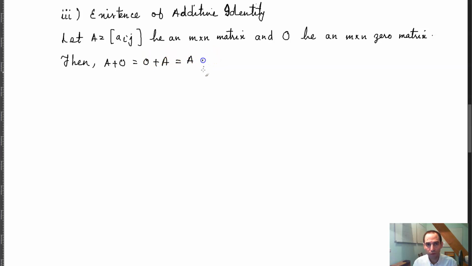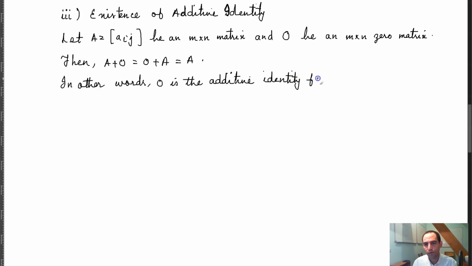In other words, O is the additive identity for matrix addition. Okay, so that is that.